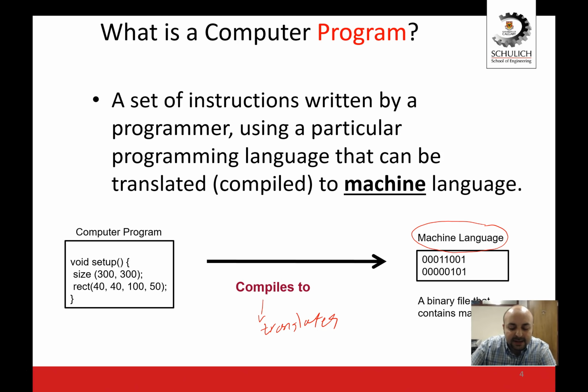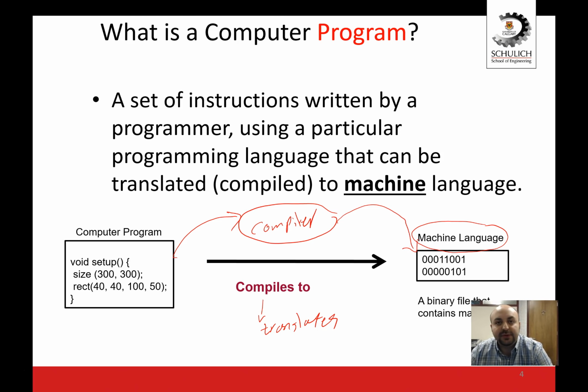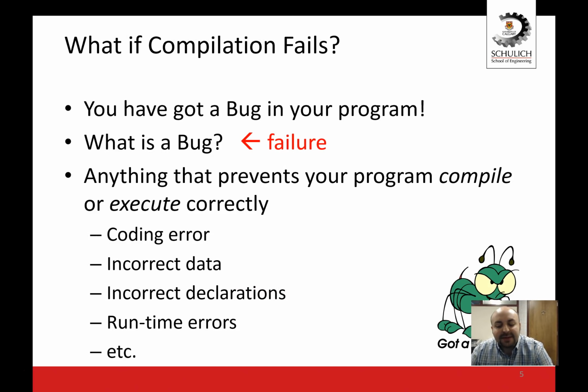So a compiler is actually another program which takes this, compiles it, and translates it to machine code. Now, that's interesting. What happens if the compilation fails? That is, what happens if the compiler cannot translate the code properly from your programming language to machine language? Then we end up having a bug.